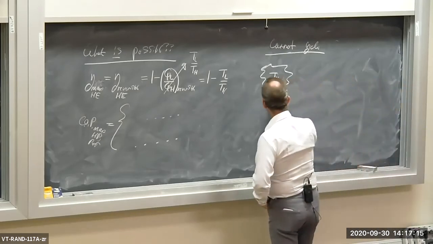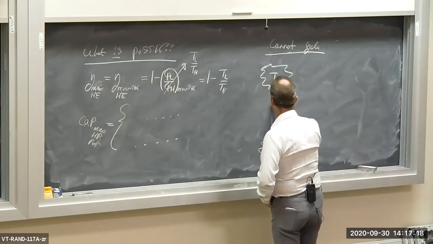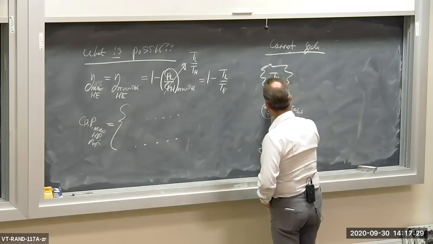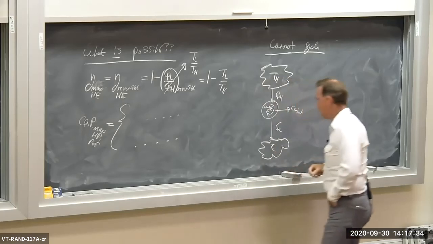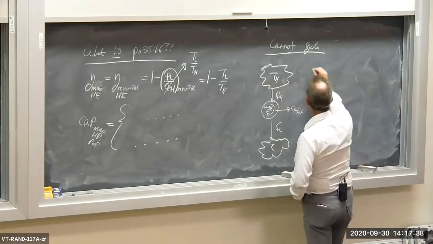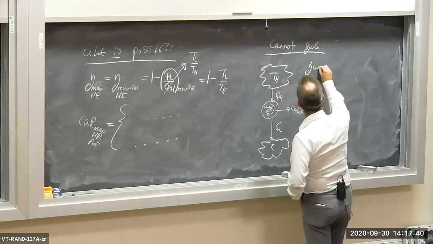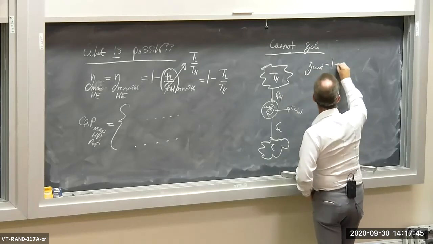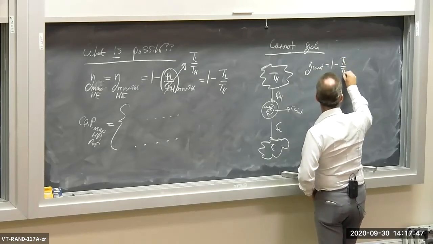Well, let's say it's a heat engine. So we have QH, QL. It produces a net work. And this is a Carnot heat engine. The efficiency for this Carnot heat engine is equal to the efficiency of the reversible heat engine. So that's 1 minus TL over TH. Okay?